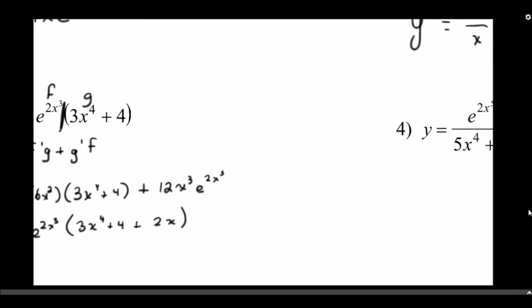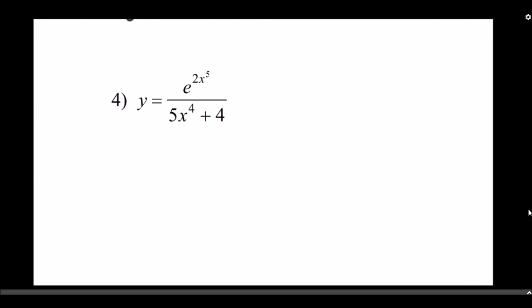So coming over here, question 4, this is going to involve the quotient rule. Now the phrase I've been using in class for the quotient rule is low d high minus high d low over low squared. So y prime, we've got low, which is the bottom function, 5x to the 4th. So there's low, now we need d high.